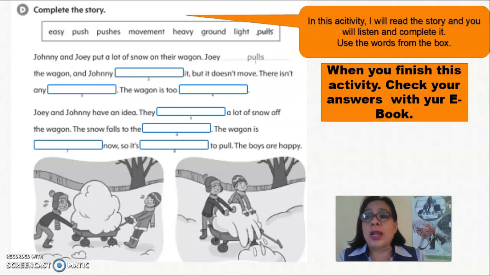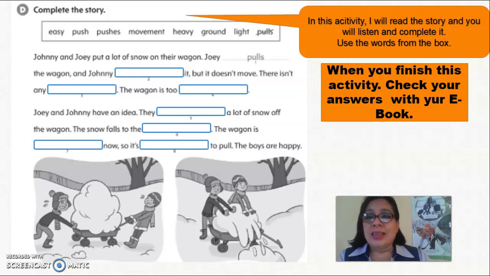Johnny and Joey put a lot of snow on their wagon. Joey pulls the wagon and Johnny pushes it. But it doesn't move. There isn't any movement. The wagon is too heavy. Joey and Johnny have an idea. They push a lot of snow off the wagon. The snow falls to the ground. The wagon is light now, so it's easy to pull. The boys are happy.